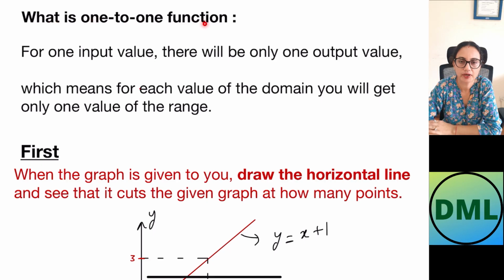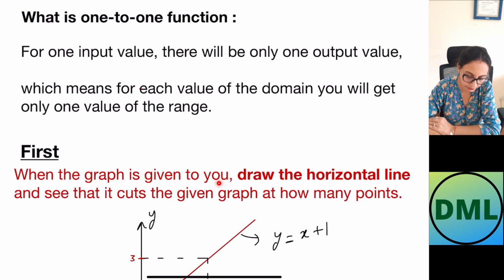What is a one-to-one function? To check whether a function is one-to-one, for one input value there should be only one output value. What is the meaning of that? It means that for each value of the domain, you will get only one value of the range. Let's understand it with the first method, when the graph is given to us.